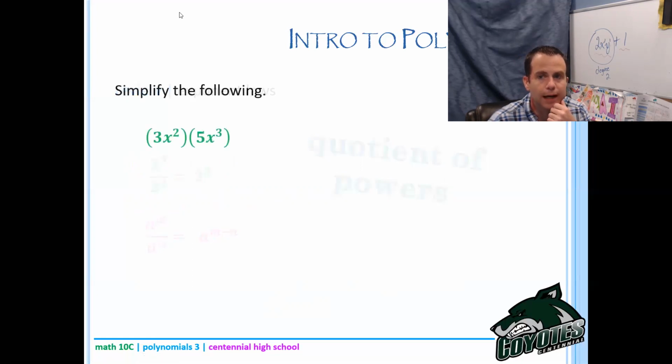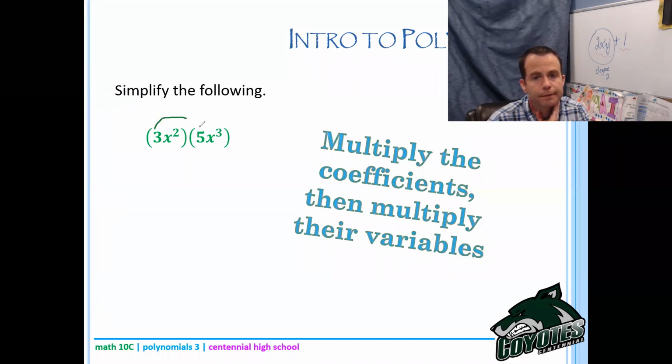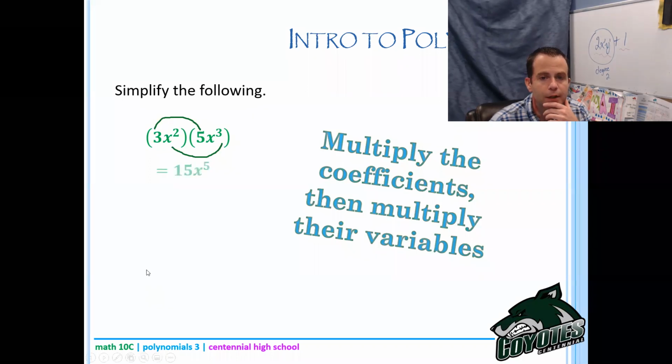Okay, so now if we're asked to simplify this, we are multiplying these guys together. And how we handle that is we multiply the coefficients and we multiply the variables. So 3 times 5 is going to give me 15. And then x squared times x cubed. Well, when we're multiplying powers of the same base, we add the exponents. So that's going to give me x to the 5. So my final answer there would be 15x to the 5.